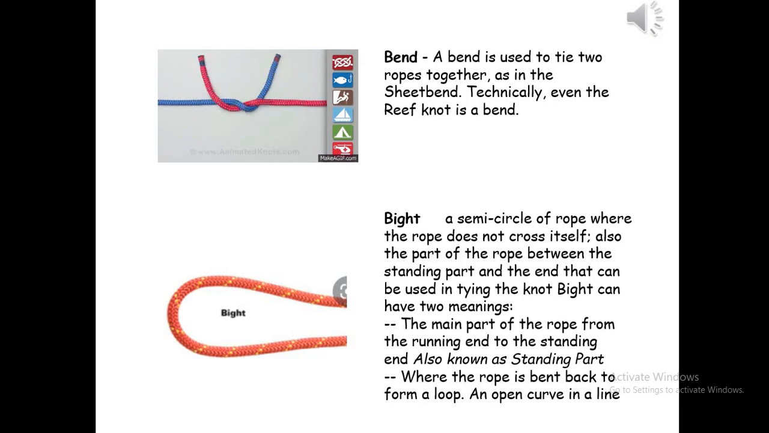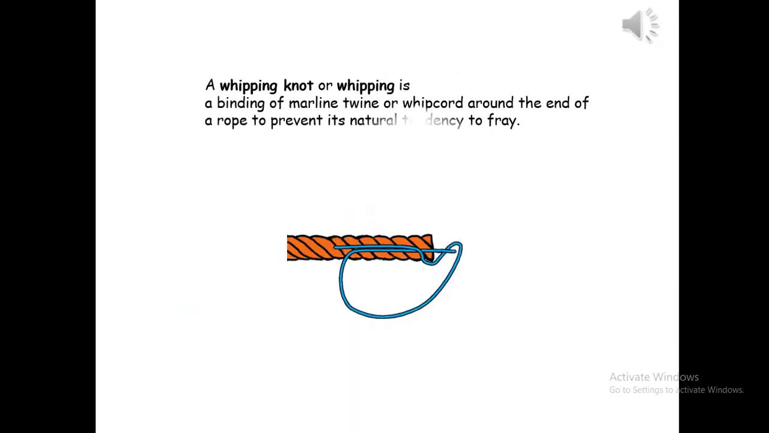Bight can have two meanings. The main part of the rope from the running end to the standing end, also known as standing part, where the rope is bent back to form a loop. An open curve in a line. A whipping knot or whipping is a binding of marline twine or whipcord around the end of a rope to prevent its natural tendency to fray.